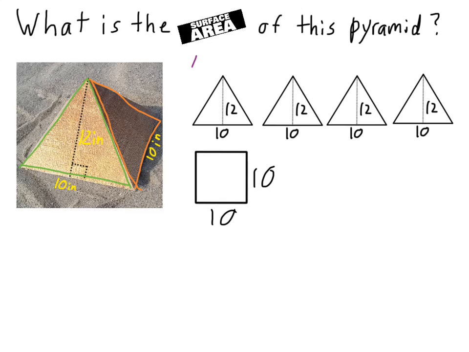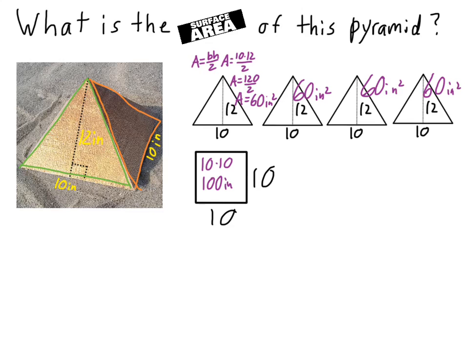Okay? So now, all we have to do is calculate the area of these triangles. And the area of a triangle is, of course, base times height divided by 2. Which means that this one is 10 times 12 divided by 2, which means the area of our triangle is 120 divided by 2, or 60 inches squared. So if that one's 60 inches squared, we also know that these other 3 are 60 inches squared. Then we find the area of the square, which I did real quick, and 10 times 10 is 100 inches squared on this bottom one.